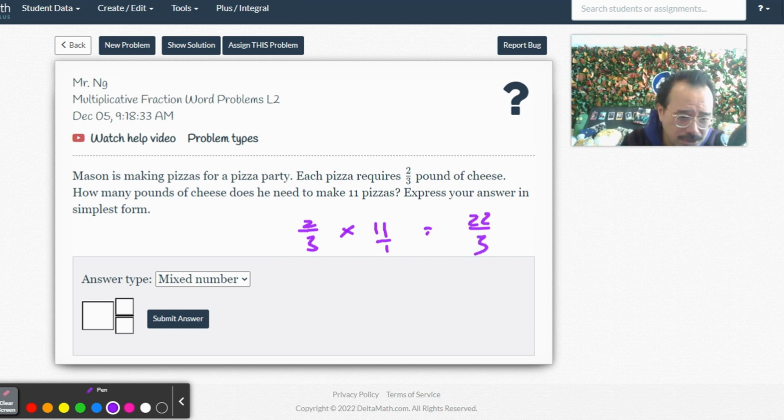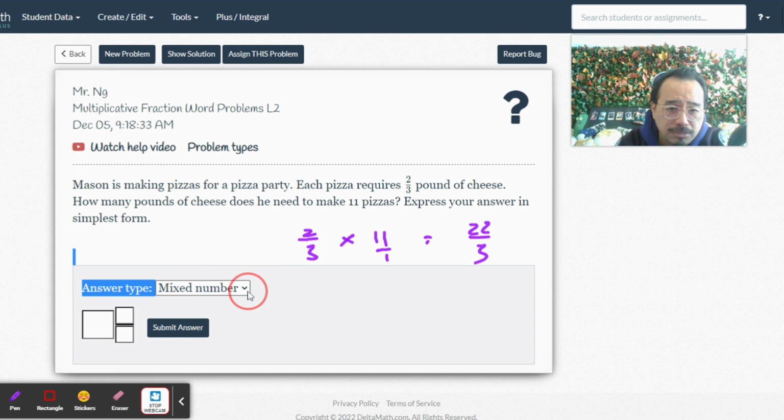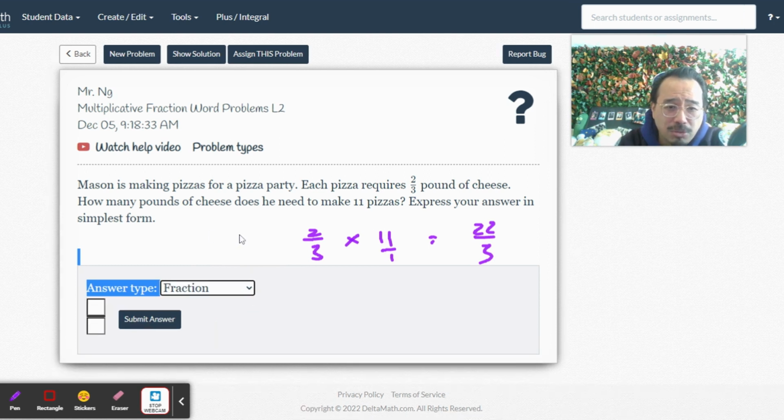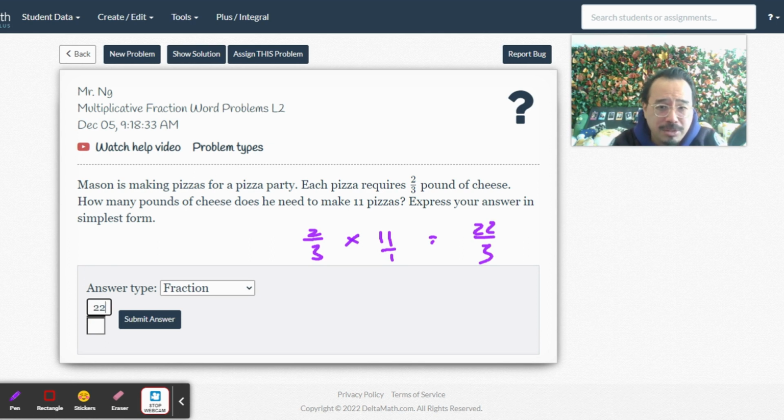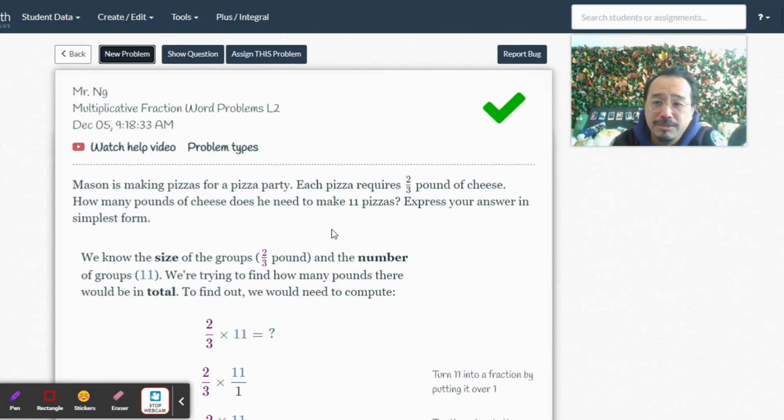Now, for the answers here, technically you could write it as a mixed number or as a fraction. I'm gonna see if I can write it as an improper fraction and see what Delta Math will say. Otherwise, I'm just gonna leave it. Let's see if they allow me to do that. Yes, okay, so you can leave the answer as an improper fraction. Nice. So that's multiplication.